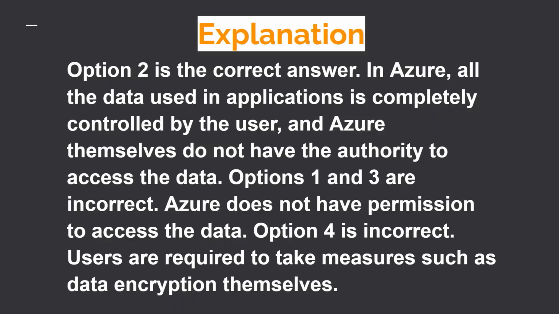Explanation. Option 2 is the correct answer. In Azure, all the data used in applications is completely controlled by the user, and Azure themselves do not have the authority to access the data. Options 1 and 3 are incorrect. Azure does not have permission to access the data. Option 4 is incorrect. Users are required to take measures such as data encryption themselves.